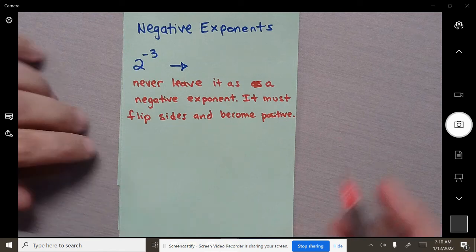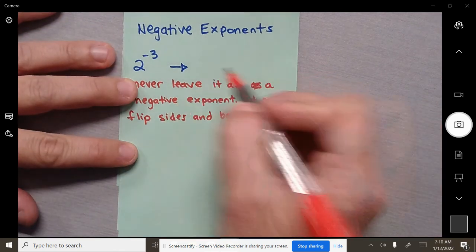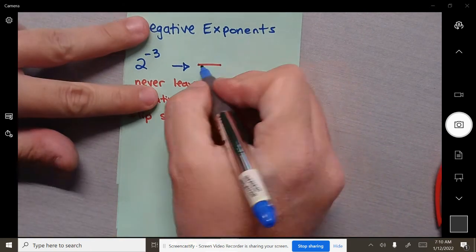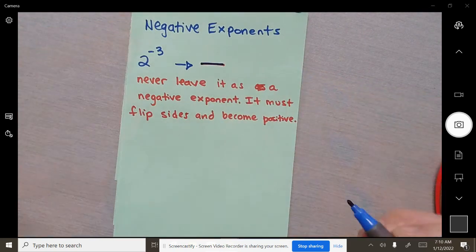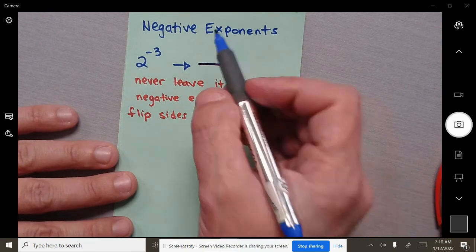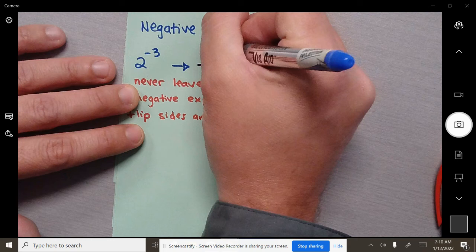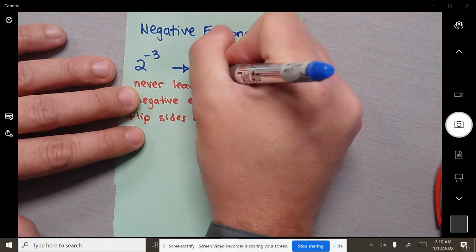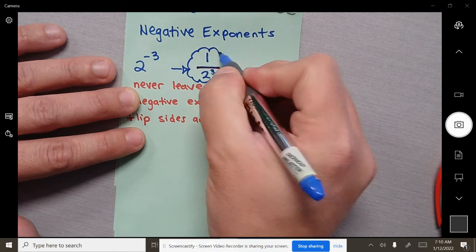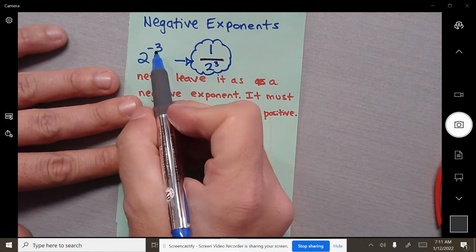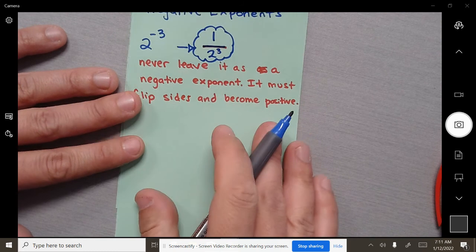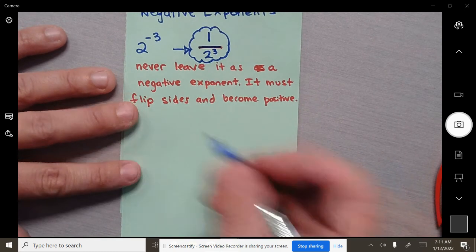So here, we're going to flip sides. All right, we're going to flip sides, so we're going to have it as 1 over 2 to the third. And that looks confusing, but the negative became positive, but it had to flip sides and go to the bottom. Whenever you have something on the bottom, it can't stay there without the 1 on top. So let me show you another one.